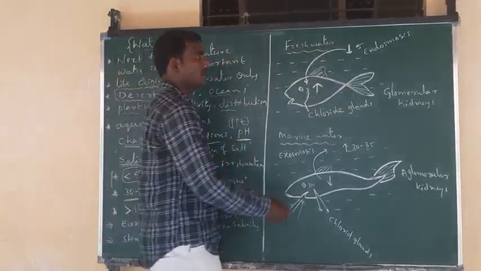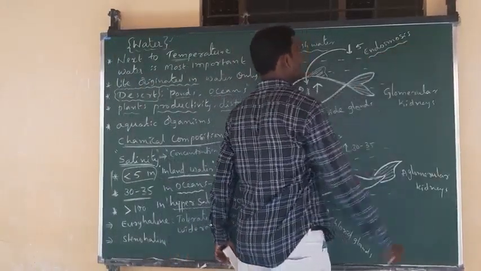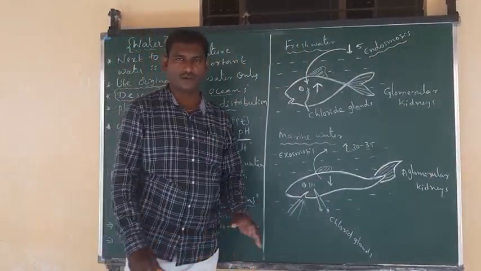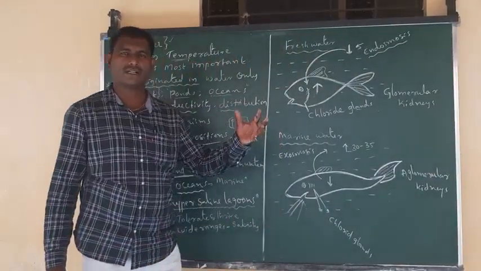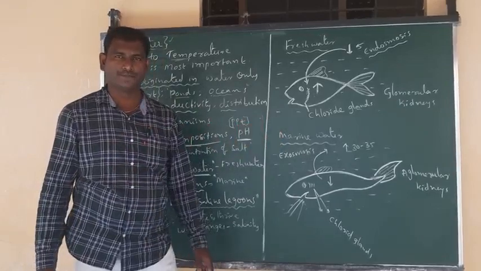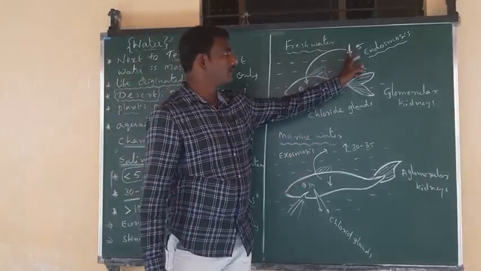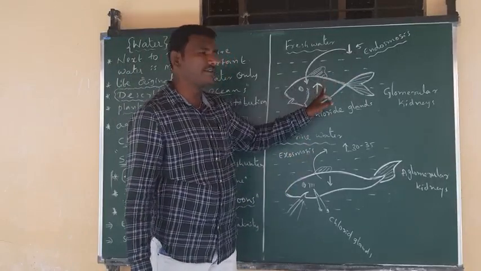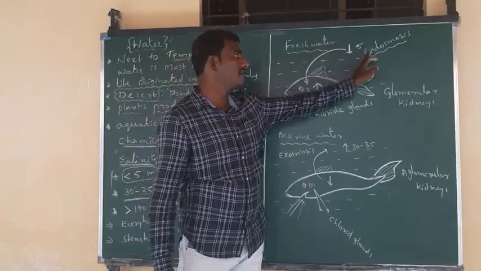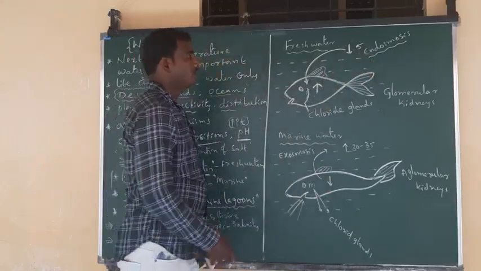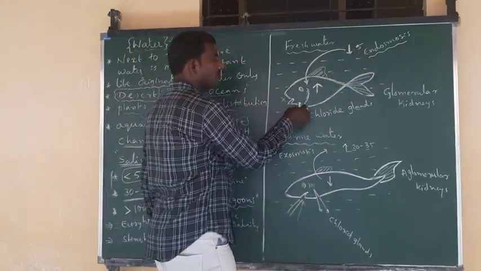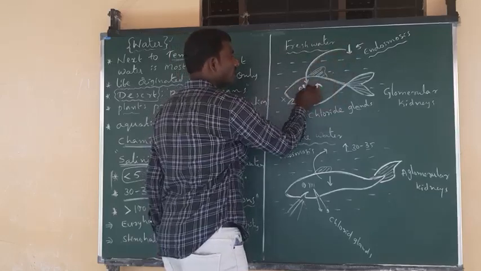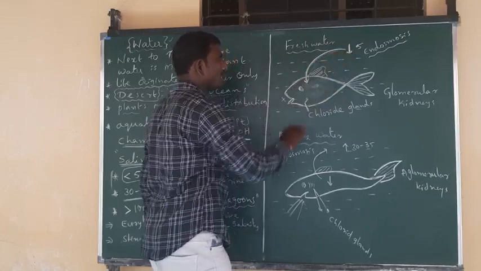This process is called endosmosis. We already know the definition of osmosis: the movement of fluids from lower concentration to higher concentration. Here the fluids go inside the body through the body wall, from outside to inside. This process is called endosmosis. So without drinking water, the total body fluid volume increases because of this endosmosis.